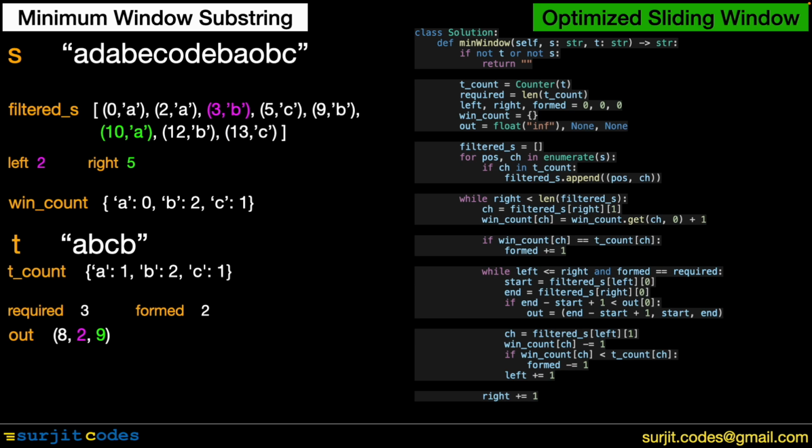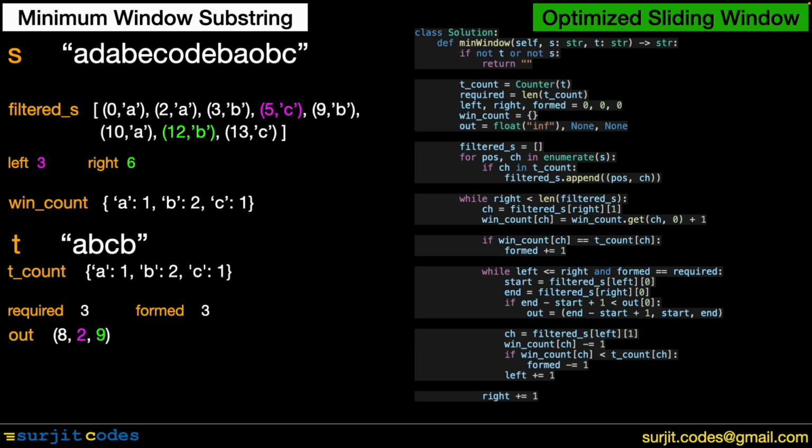Right is increased to 5. Count of A in win count becomes 1 and formed becomes 3. The inner loop starts again. Length of window remains 8, so out is not changed. Win count of B becomes 1 and formed becomes 2. Left becomes 3 and inner loop is terminated.